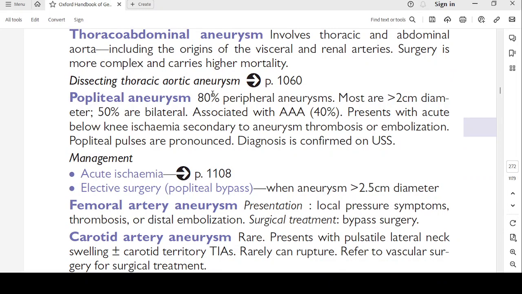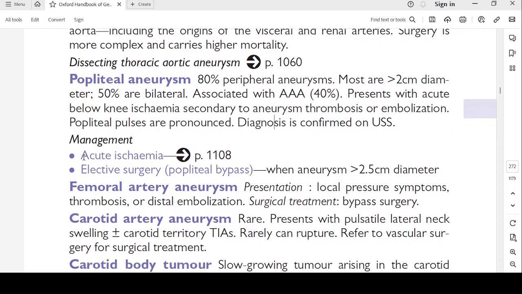Popliteal aneurysm: 80% of peripheral aneurysms. Most are more than 2 centimeters in diameter. 50% are bilateral. Associated with AAA. Presents with acute below-knee ischemia secondary to an aneurysm thrombus or an embolization. Popliteal pulses are pronounced. Diagnosis is confirmed on ultrasound.